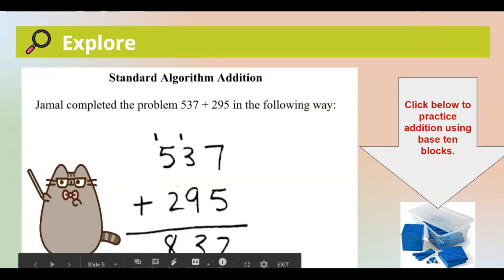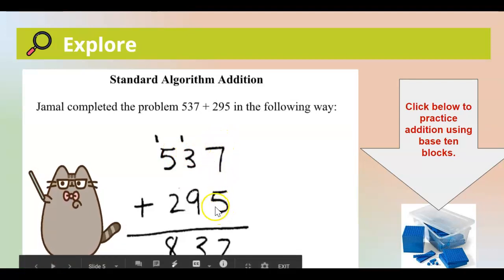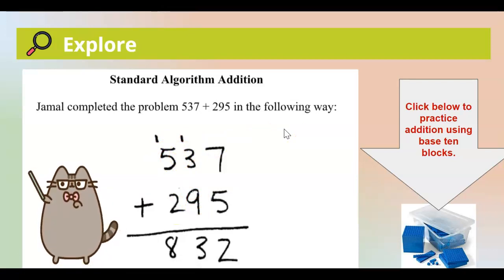Okay, so let's go to our next slide. On this next slide, it says standard algorithm addition. Jamal completed the problem 537 plus 295 in the following way. We set it up in the standard algorithm way here: 537 on the top, plus 295. You see he has the numbers lined up place value wise the way they should be. The ones are aligned in the ones column, the tens in the tens, and the hundreds in the hundreds. Okay, so let's take a look at what he has.